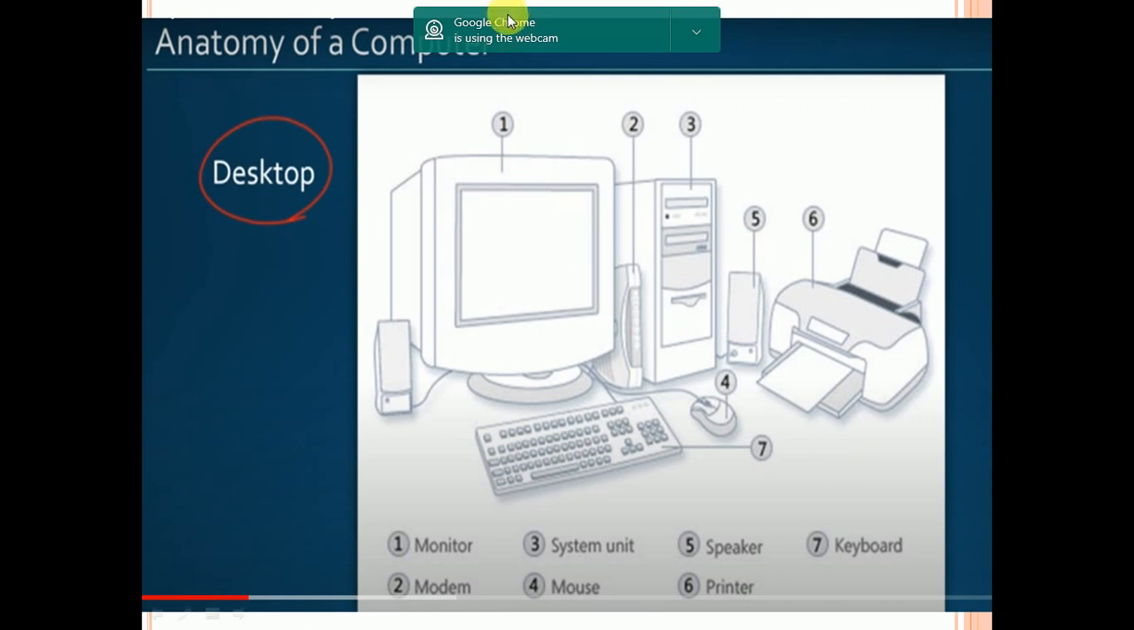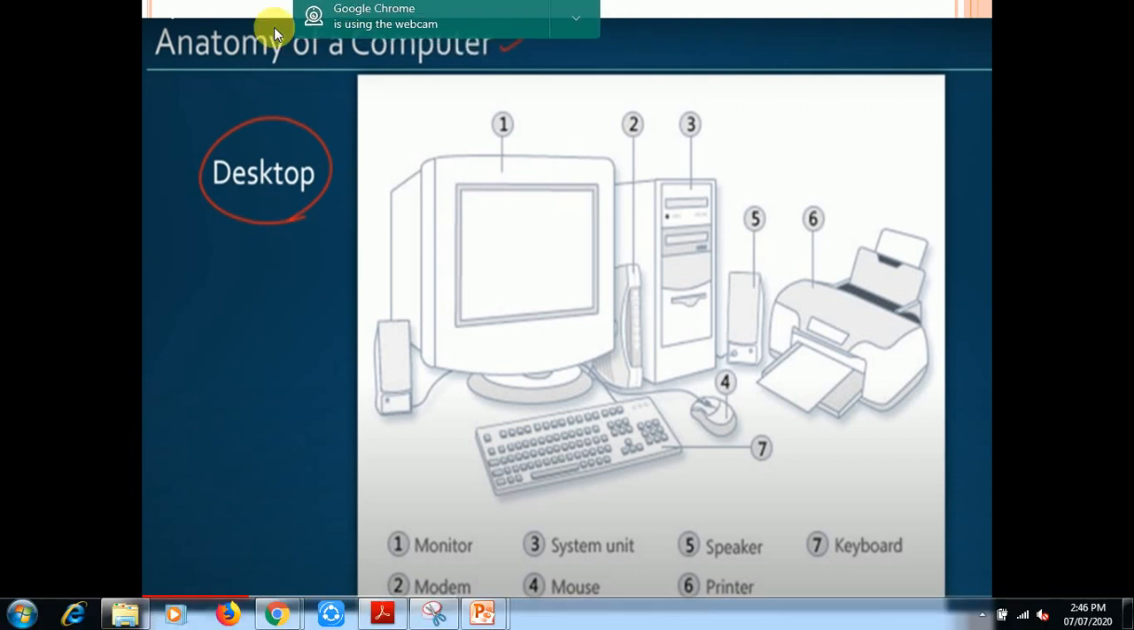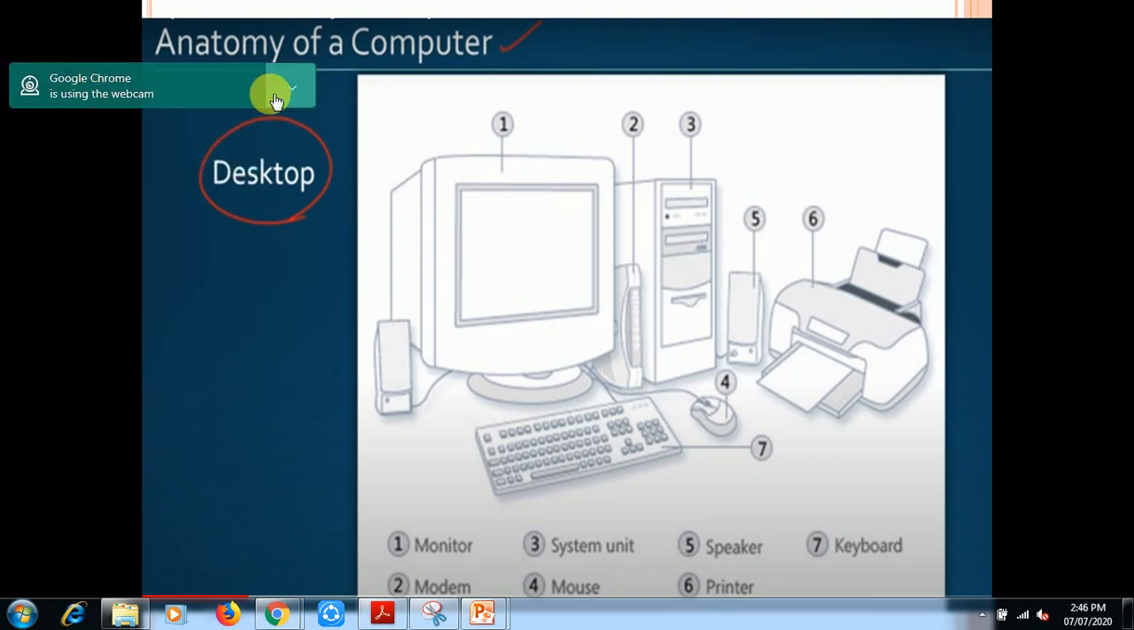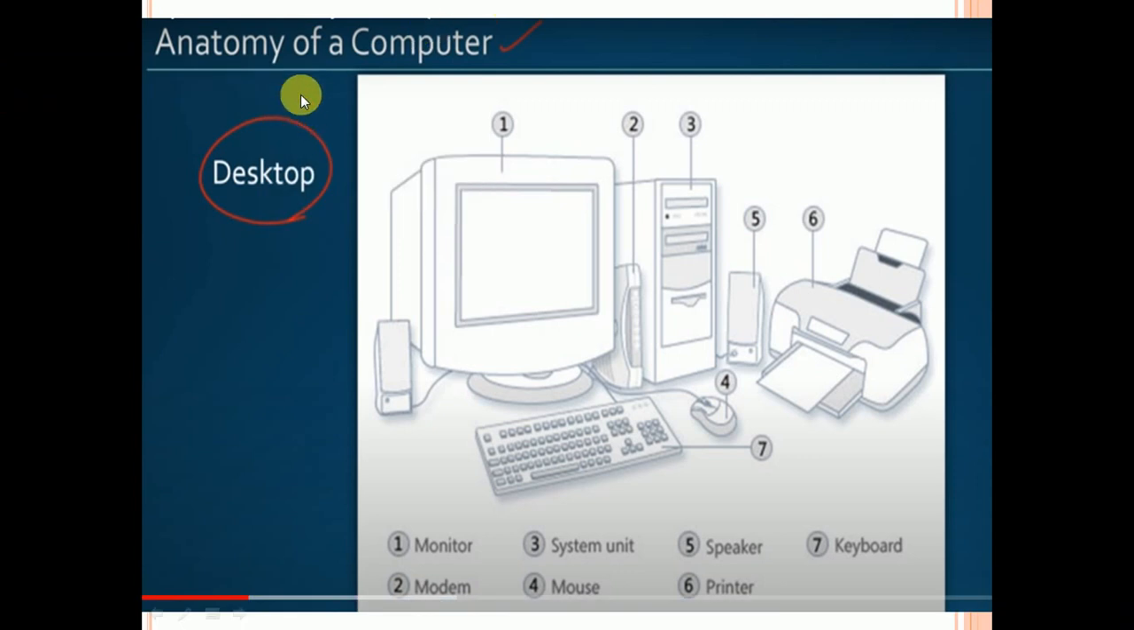Next is the anatomy of computer. So again, just a detailed view. Number one is the monitor. Number two is a modem. Modem is used for internet. Number three is the CPU or the system unit. Number four is the mouse. We have already done this in the previous lecture. Number five is the speaker. Number six is the printer, and number seven is the keyboard. So this is the detailed version of computer.